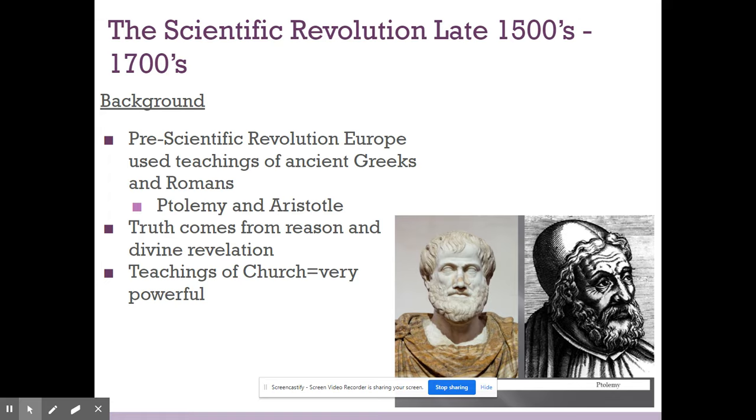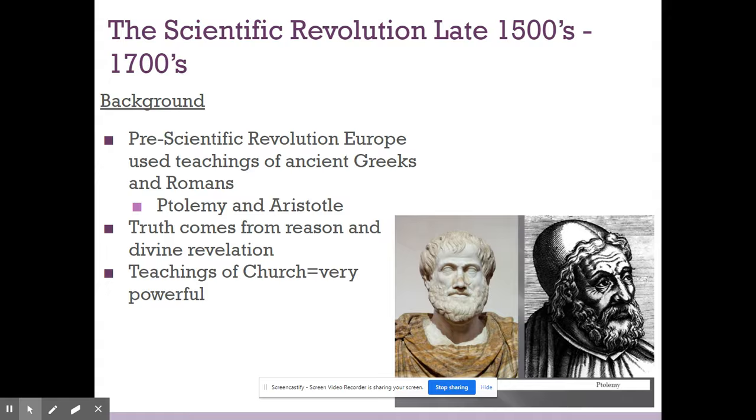So we're going to start with the scientific revolution that starts in the late 1500s and runs to the 1700s. Before the scientific revolution, Europe focused on the teachings of the ancient Greeks and Romans, specifically Ptolemy and Aristotle, and that's going to be called Aristotelianism. It focuses on the idea that truth comes from reason, just sitting around thinking about something, and divine revelation, like God or gods giving you the answer to something you were searching for. It's not focused on science how we think of it.